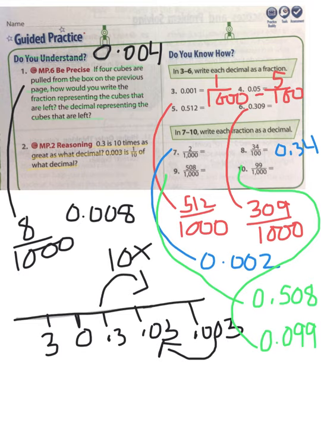All right, you guys are going to do numbers 11 through 27 on your own. When you are done, you're going to come back on your screen so I know you are ready to move on.